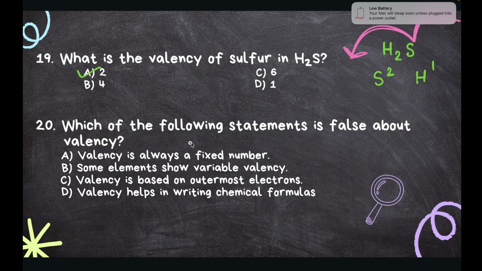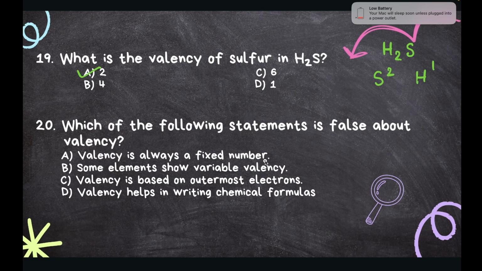Next question is, which of the following statements is false about valency? What does the first option say? Valency is always a fixed number. Next, some elements show variable valency. Yes, it is right that some elements show variable valency. Valency is based on the outermost electrons. Yes, it's true that valency is based on the outermost electrons of an element. Next is, valency helps in writing chemical formulas. Yes, that is also right.